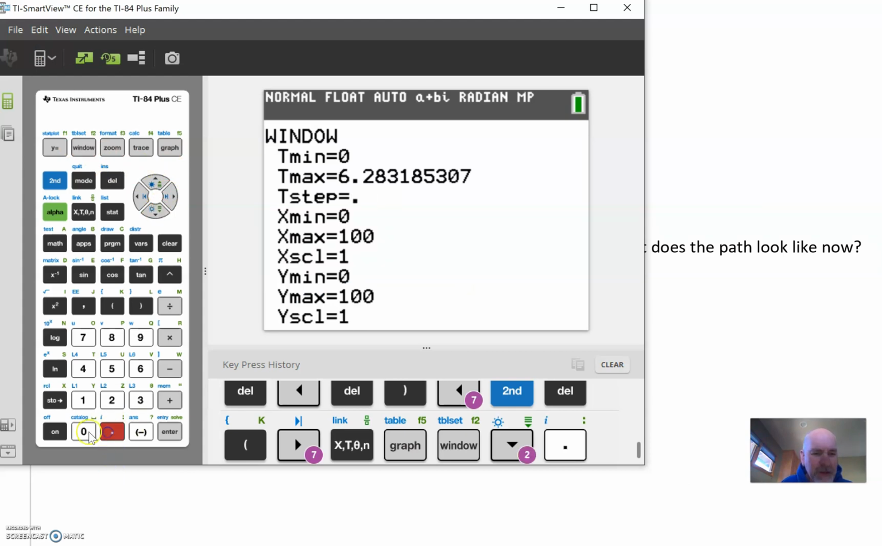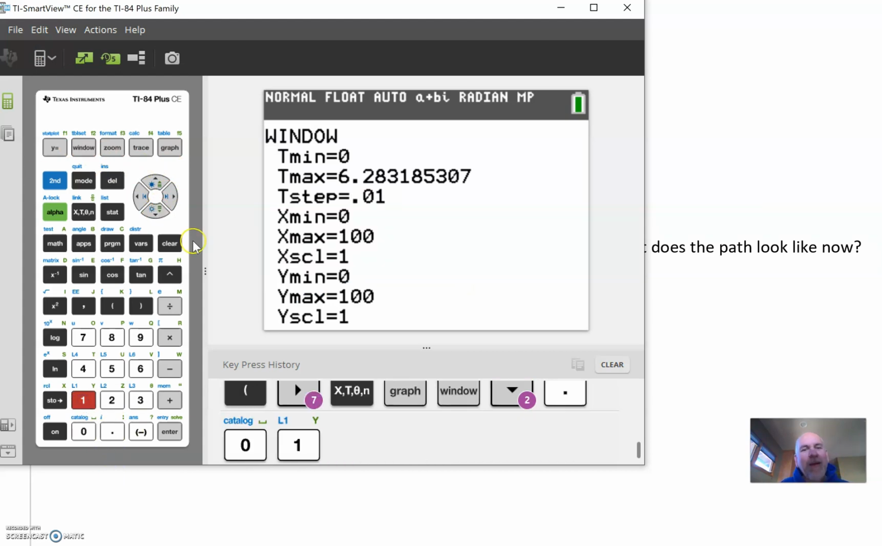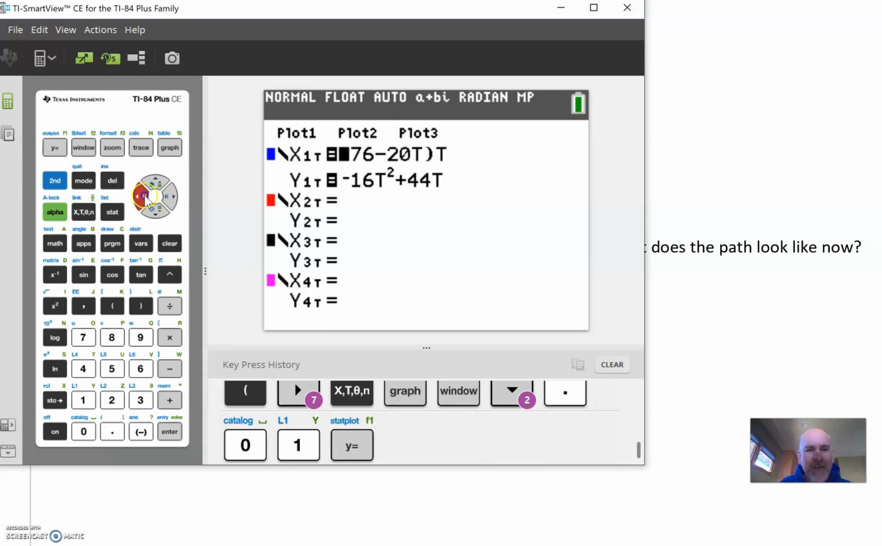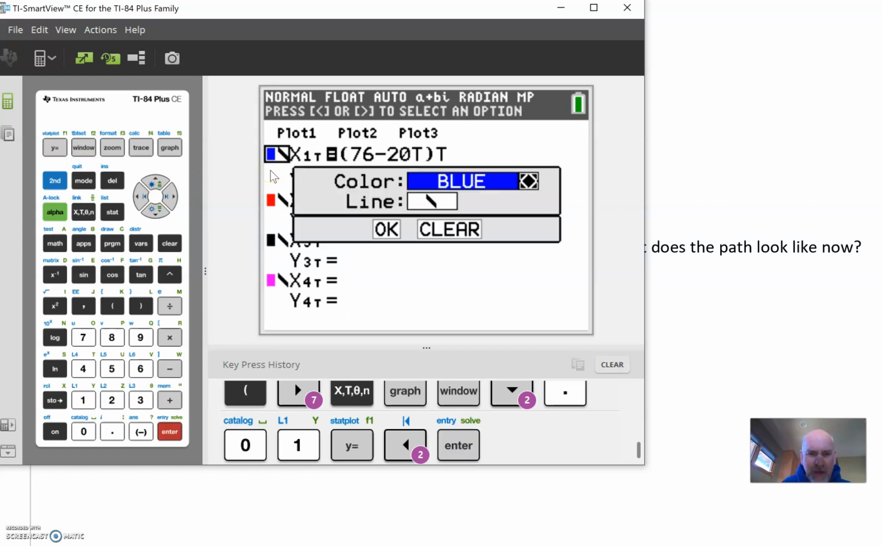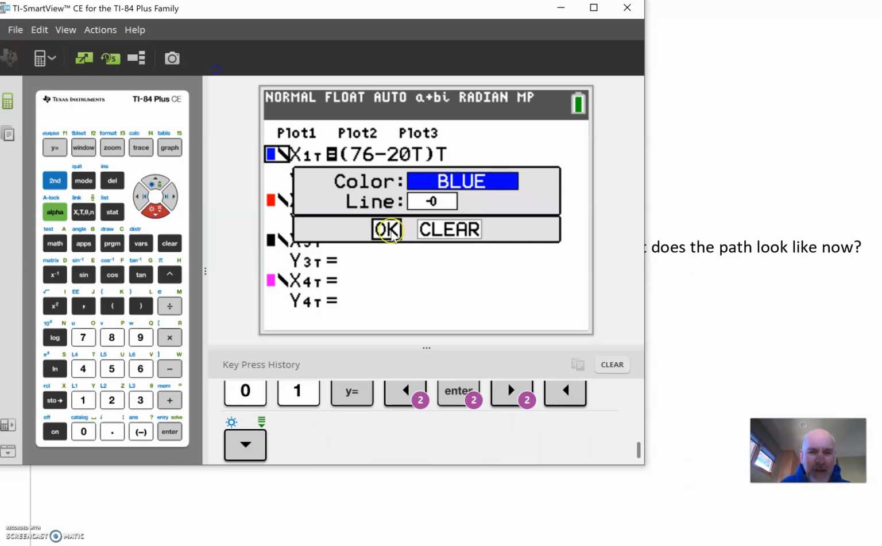So I'm going to change it to 0.01. So now it's going to graph a lot more points, but I think the computer's just too fast, doing it on this thing rather than on a real calculator. And then I want to change the line. Yeah, I want the ball flying through the air. Yeah, definitely. That is what I want.